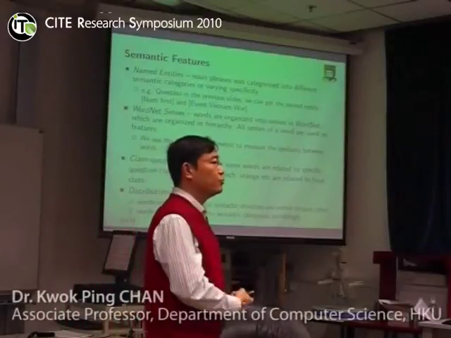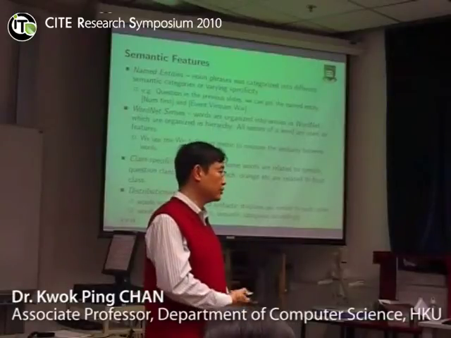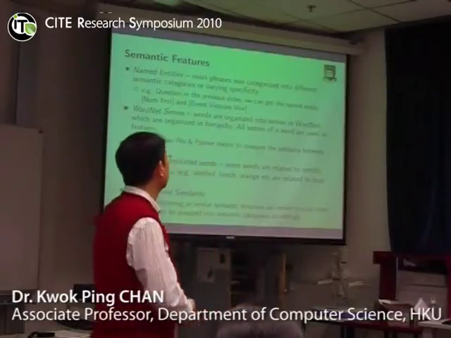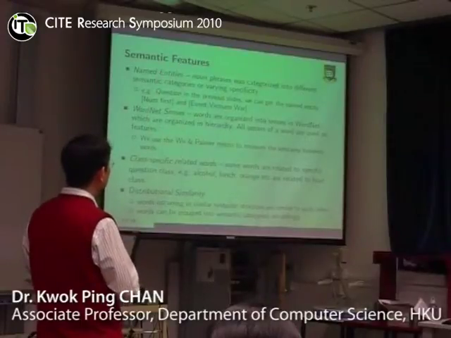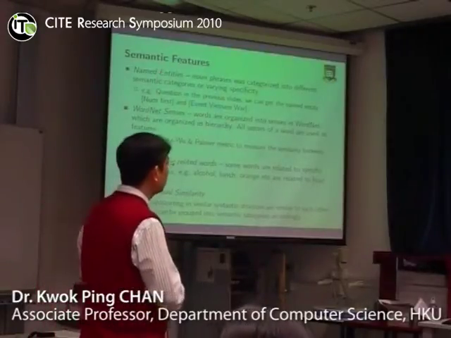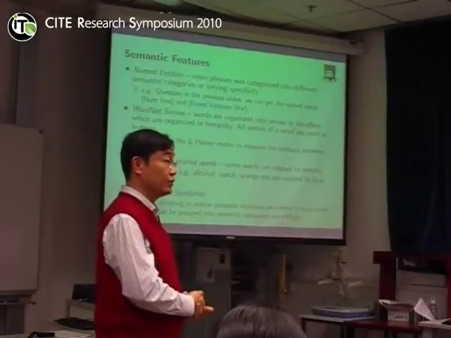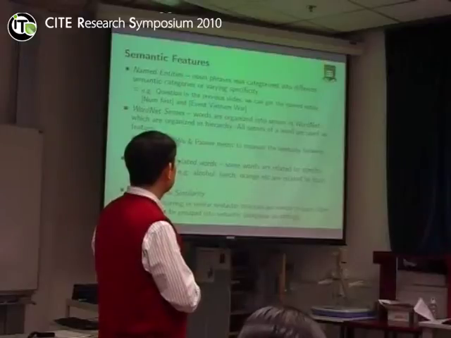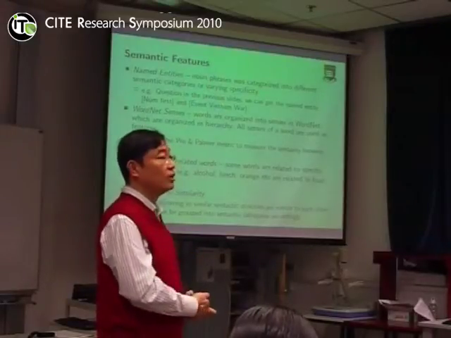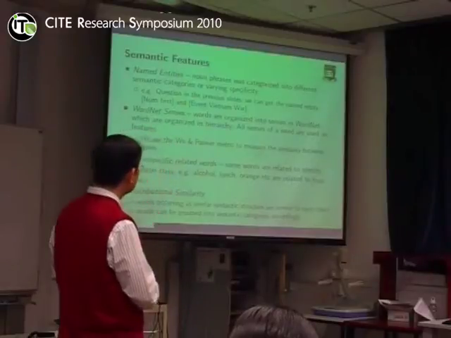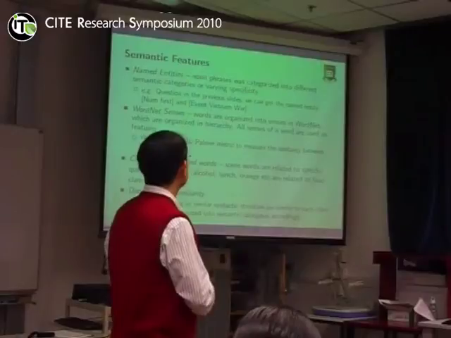Now, more useful will be the semantic features, because we are looking at the meaning of the question, so we need semantic features. Here are some examples of semantic features. The named entities, which are noun phrases that can be categorized into different semantic categories of varying specificities. For example, Vietnam War will be classified as an event. The first will be numerical things and so on.